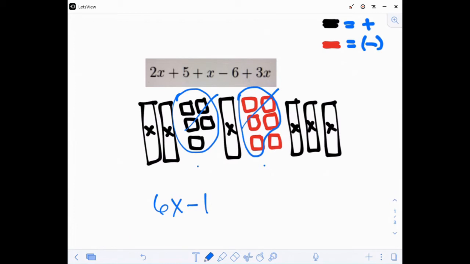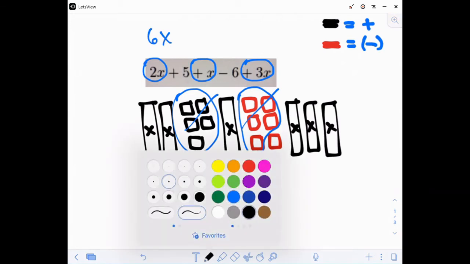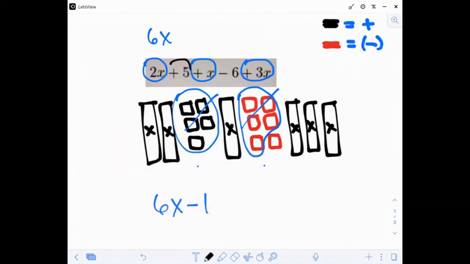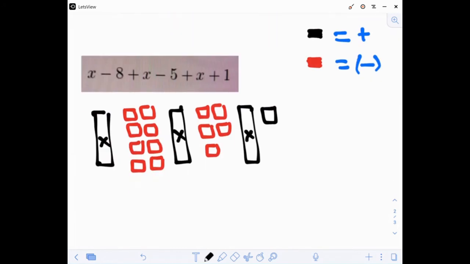If you didn't use the algebra tiles to visualize it, you could just take your expression and say I'm going to pull together this 2x, this x tile, and this 3x tile. So that equals 6x. And then I'm going to go ahead and combine my unit tiles. 5 unit tiles and 6 negative unit tiles, and that equals -1. So it's another way to do it if you were just using the expression terms, maybe not using the algebra tiles visually.